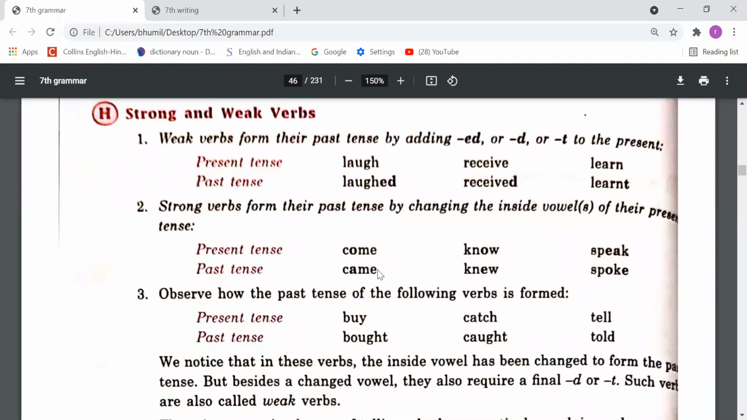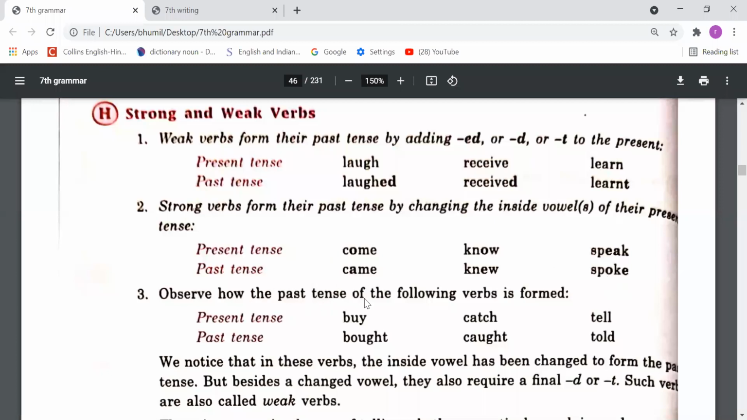Like come, came; know, knew; speak, spoke. So dear students, whenever we have to change the inside vowels of any verb to make the second and third form, those verbs are called strong verbs. Like come, second form is came. Know, knew. Speak, spoke. So these are called strong verbs.